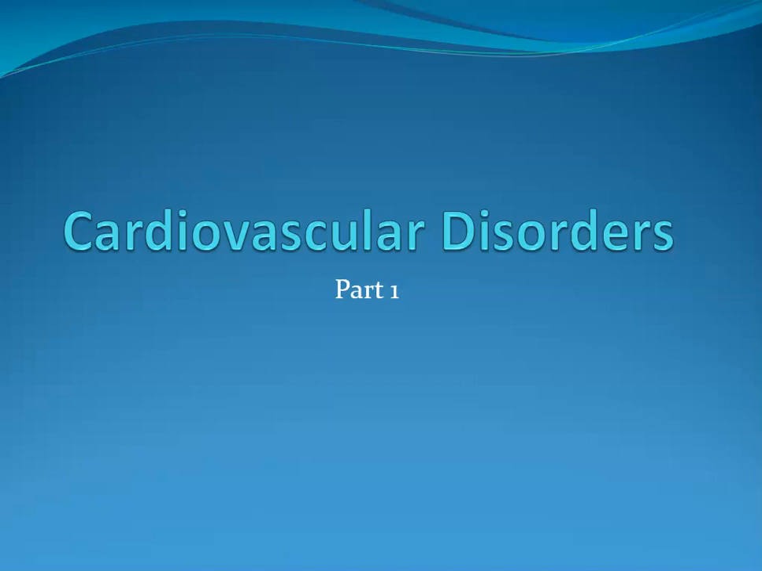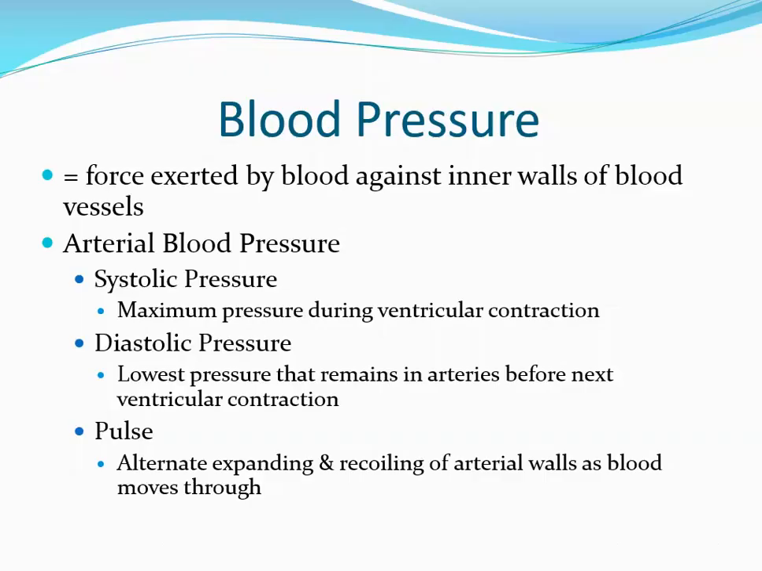This unit is the first on various cardiovascular disorders. We are first going to start with a review of blood pressure. Blood pressure is defined as the force exerted by blood against the inner walls of blood vessels. Arterial blood pressure rises and falls in a pattern that corresponds to the phases of the cardiac cycle. We will be reviewing the cardiac cycle in a later unit.